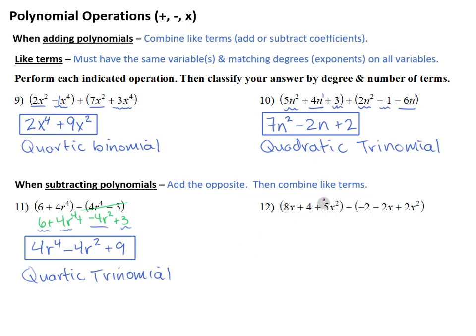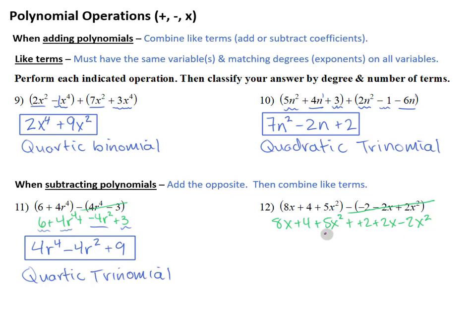Okay, our next one, number 12. Again, we're subtracting. And to subtract, we're going to change this to adding the opposites. So this becomes positive 2 plus 2x minus 2x squared. So we change all of the signs in the second set of parentheses. And it's now essentially just a big addition problem where we're just looking to combine like terms like we did above.